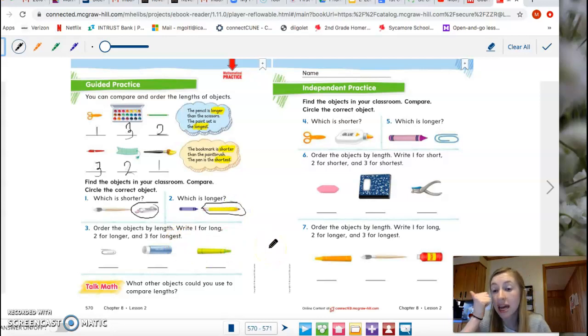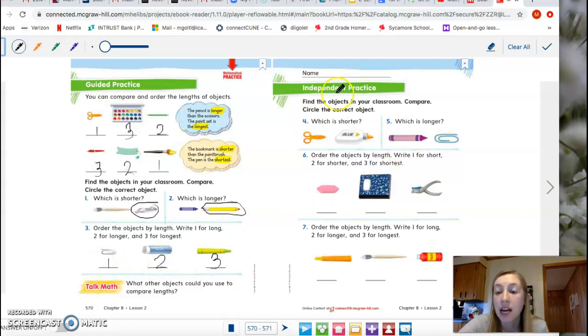For number 3, we're going to label them 1, 2, and 3. It says order the objects by length. Write 1 for long, 2 for longer, and 3 for longest. Good thing we've already had lots of practice at ER and EST. We know those comparing words. So the longest thing is going to be 3, and let's work backwards. Which one do you think is the longest? That glue and that crayon are pretty much tied, but let's call the crayon the longest, and that glue longer, and the paper clip long.